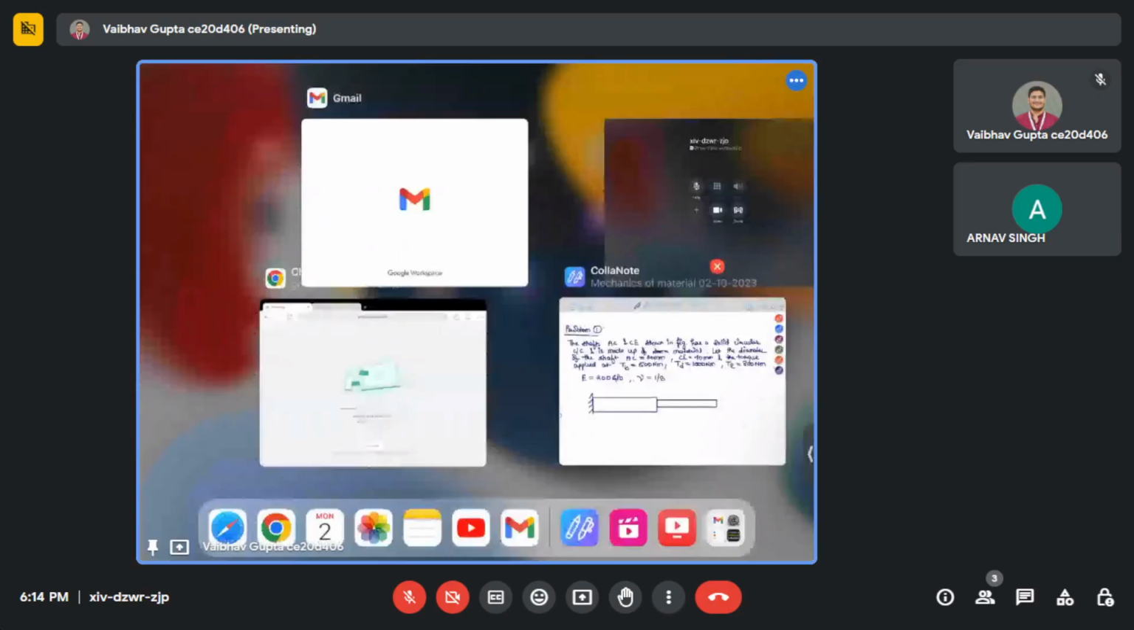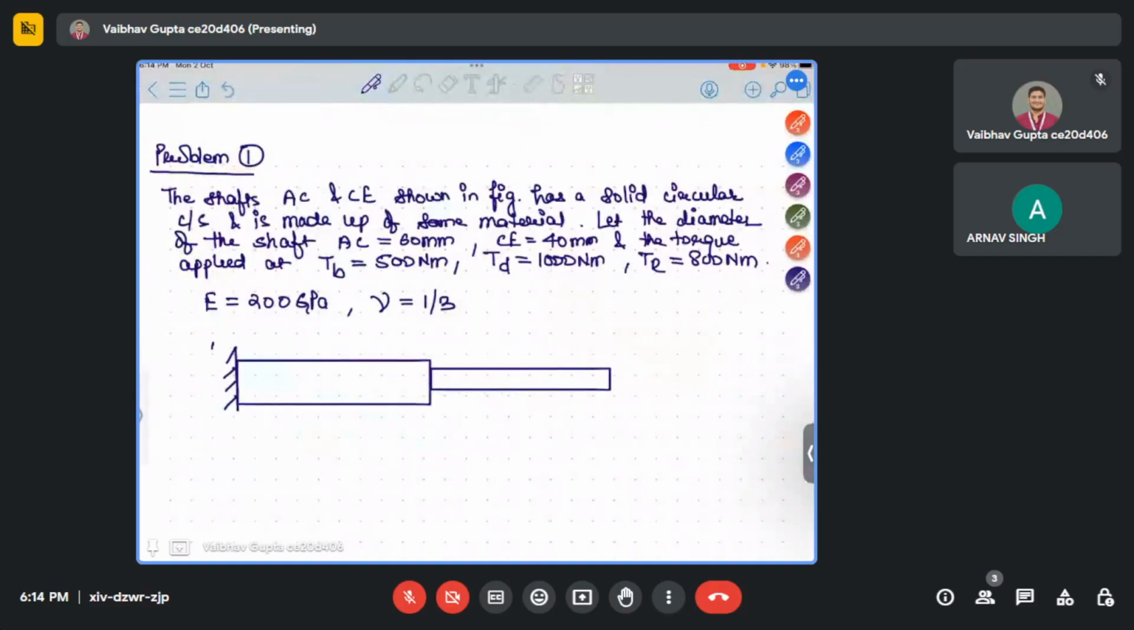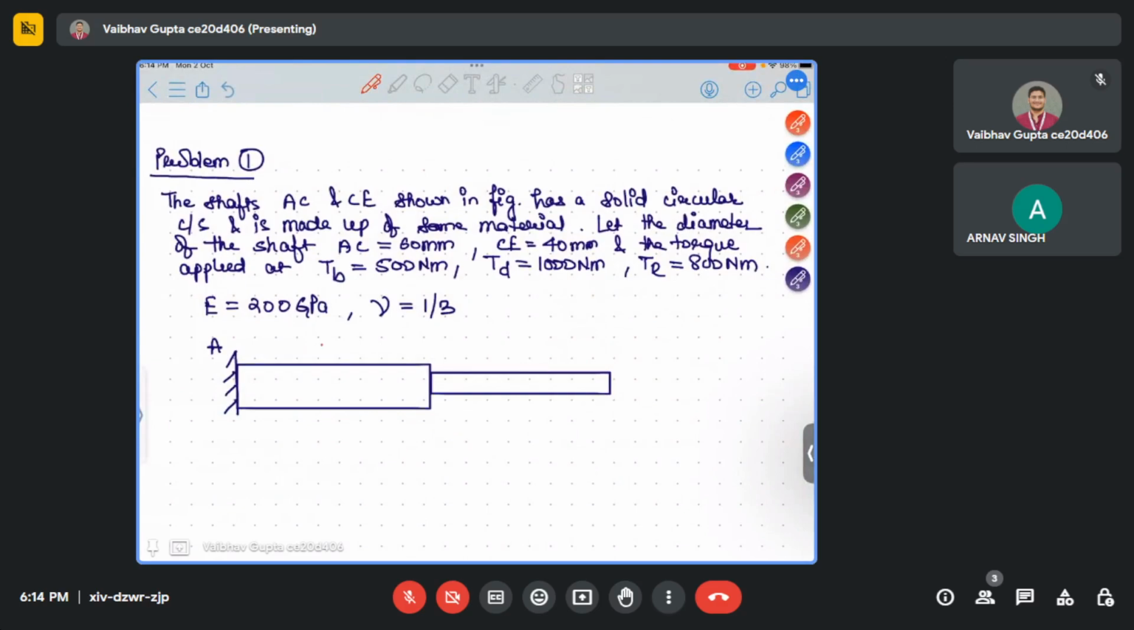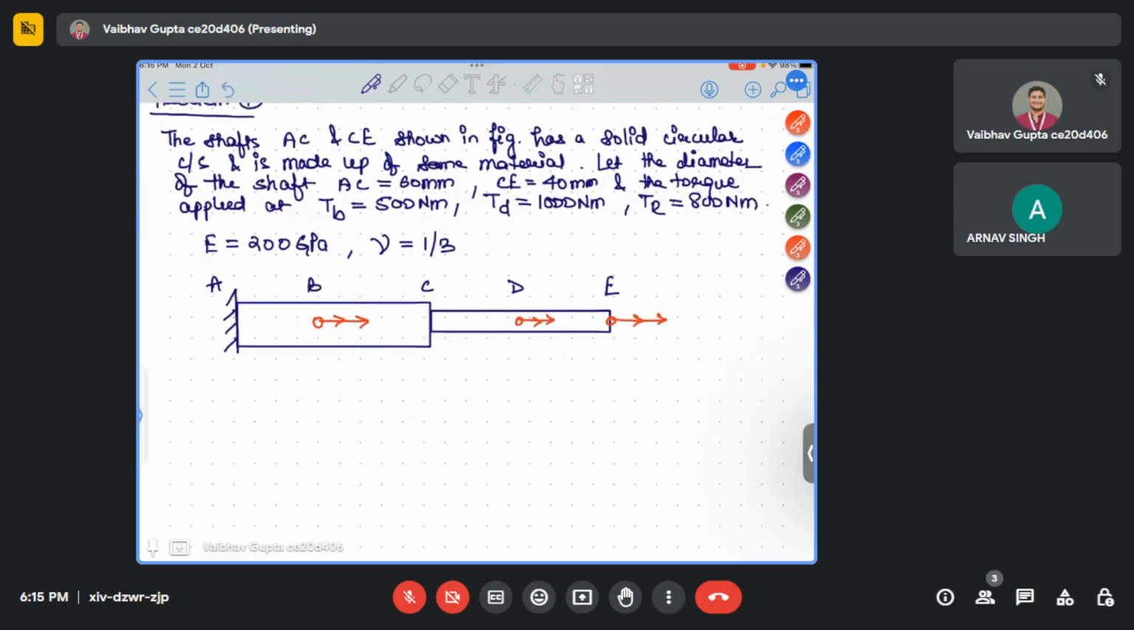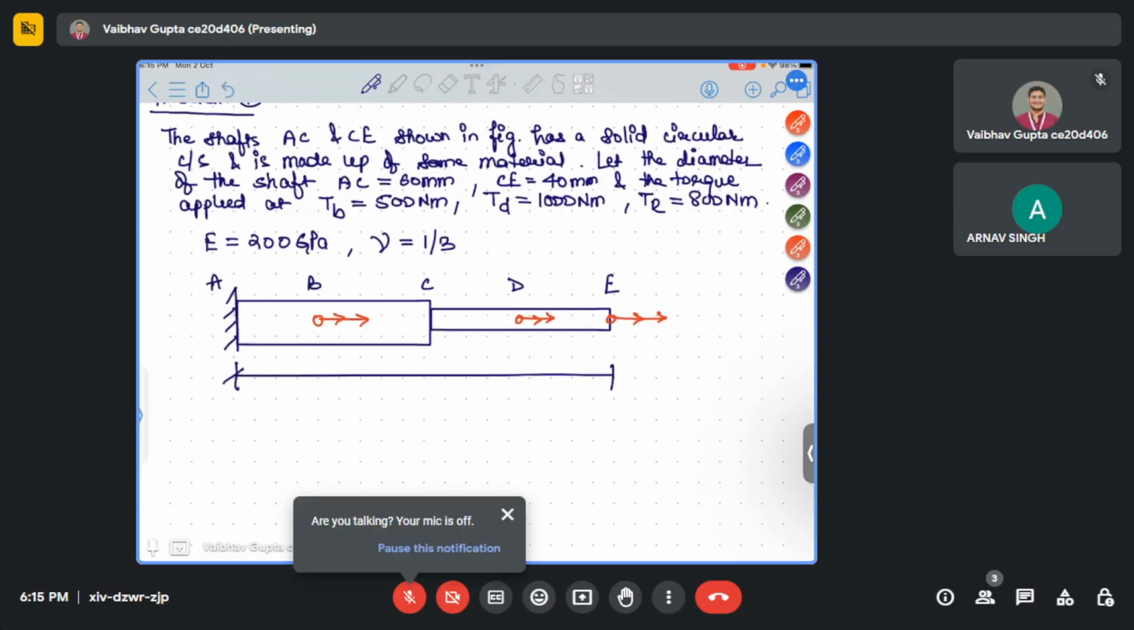Okay, this is shaft A. At B point, one torque is applied. At D point, one torque is applied. And at E point, one torque is applied. So A, B, C, D, E. Okay, these are the shafts. The length given is all at equal distance, 500 mm.